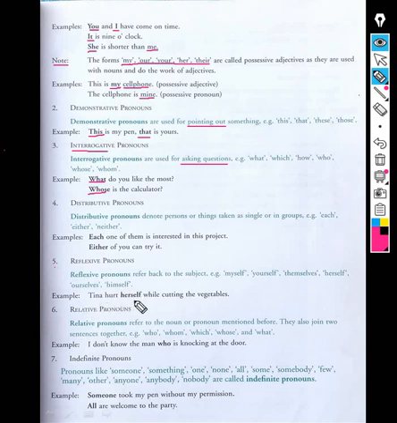Tina hurt herself while cutting the vegetables. When she was cutting vegetable with a knife, she cut herself. Okay, herself. Tina hurt while cutting the vegetable. Herself means उसने अपने आप को, अपना हाथ खुद उसने काट डाला. Okay, the action of cutting is reflecting again to Tina, the subject.